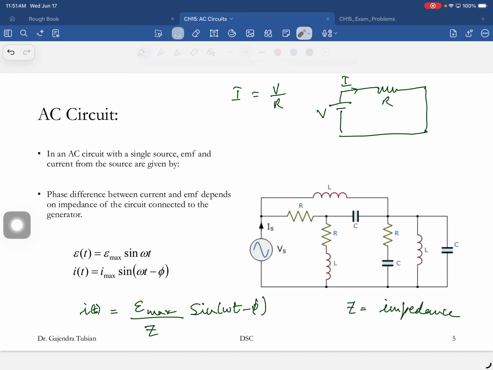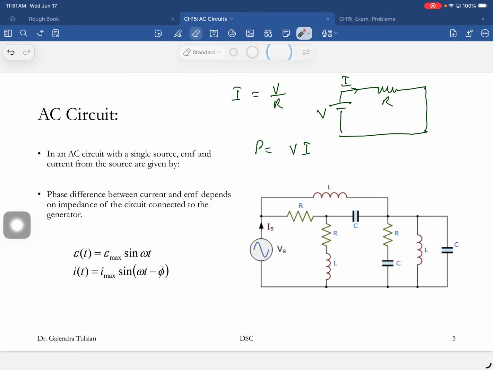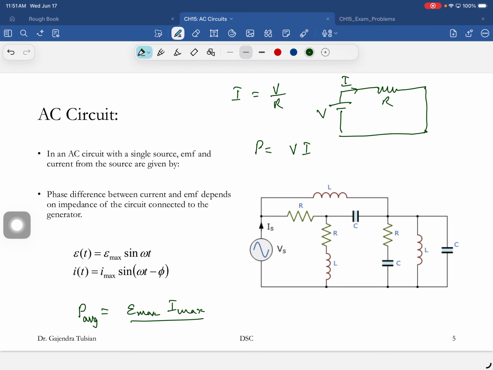Yeah. So what is the power delivered here? The power delivered here is V times I. That is the energy delivered per second to the load. In this circuit, okay, now I'm going to erase this because I need some space. In this circuit, the power delivered, average power, because for an AC circuit things are changing with time, so we take the time average. It's E max, I max, divided by 2 cosine phi.